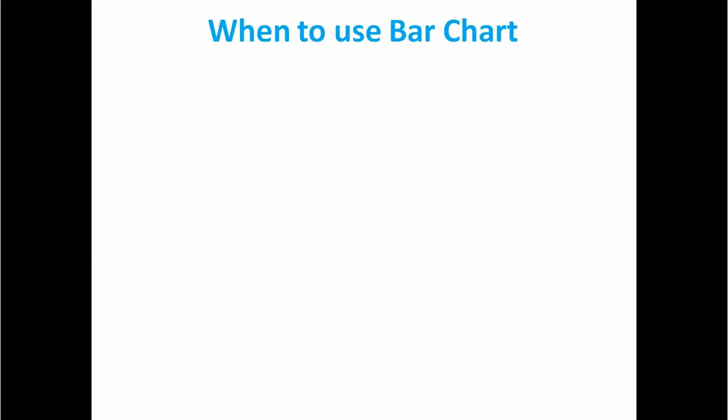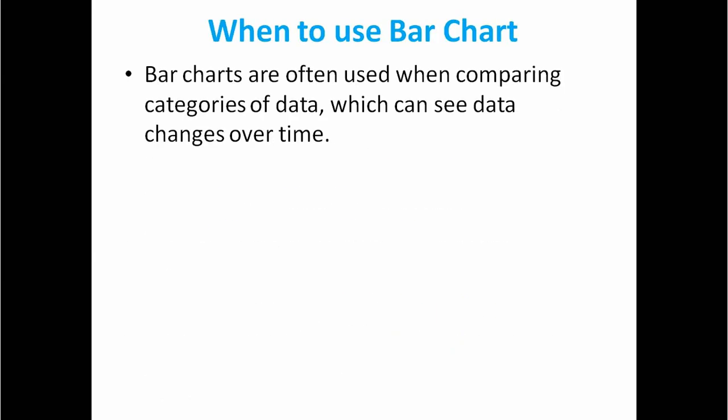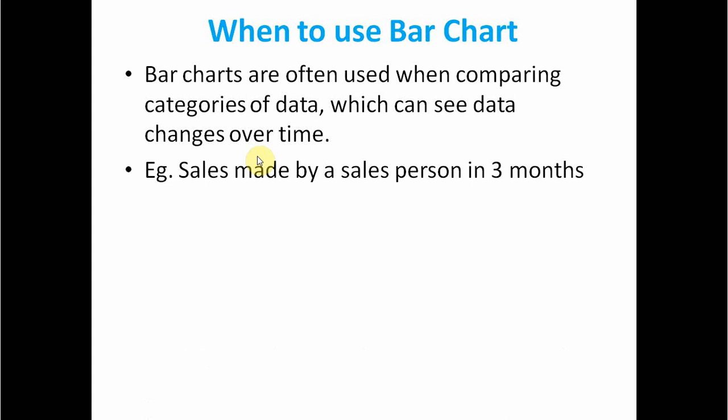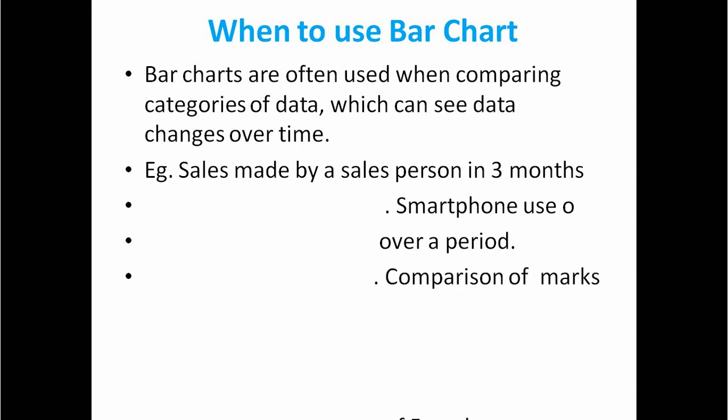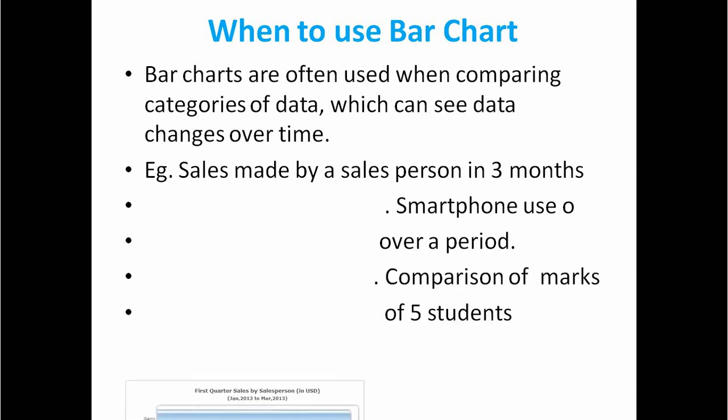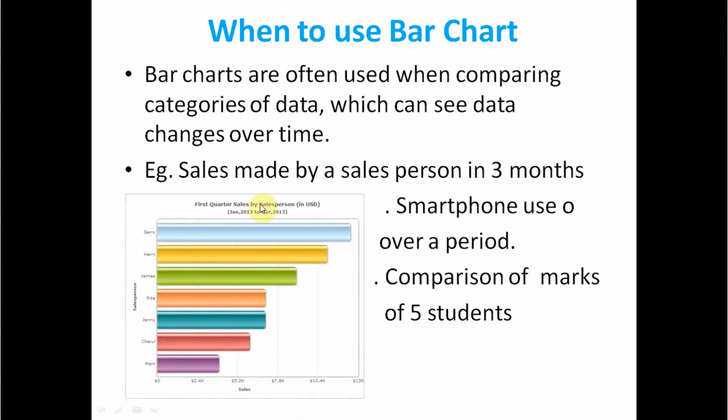When to use a bar chart? Bar charts are often used when comparing categories of data, or to see data changes over time. For example, sales made by a person in 3 months, or smartphone use over a period of time, or comparison of marks of 5 students. And this is how a bar chart looks.